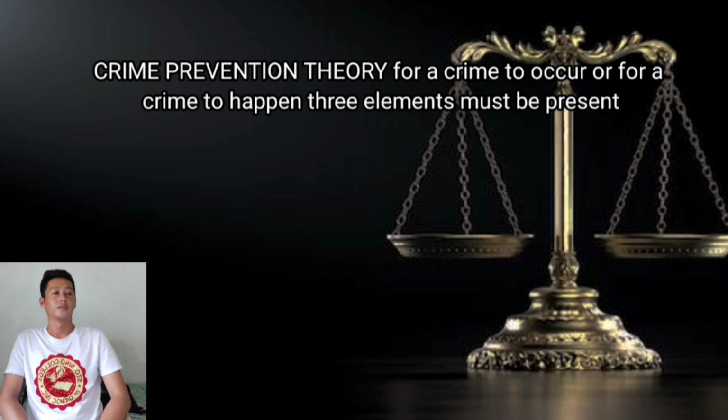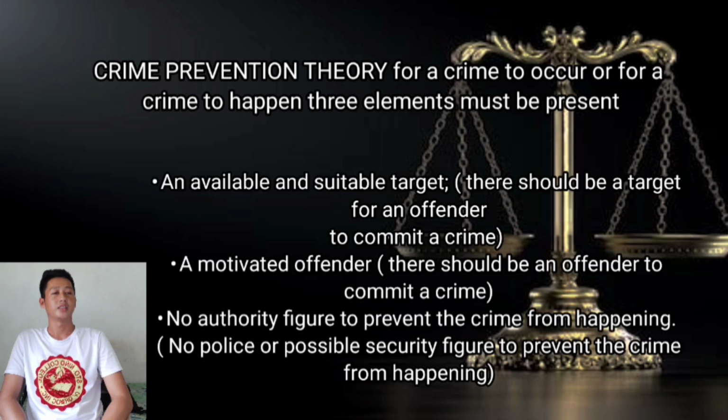Crime prevention theory: for a crime to happen, the elements must be present. An available and suitable target: there must be a target for an offender to commit a crime. A motivated offender: there should be an offender to commit a crime. No authority figure to prevent the crime from happening: no police or possible security figure to prevent the crime from happening.